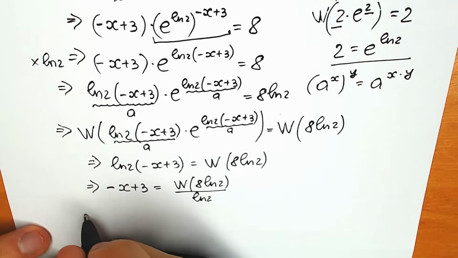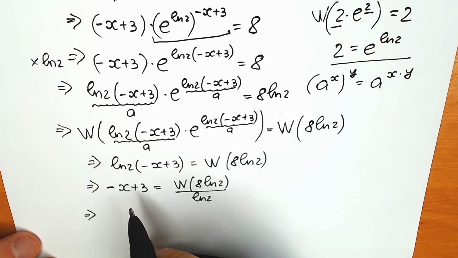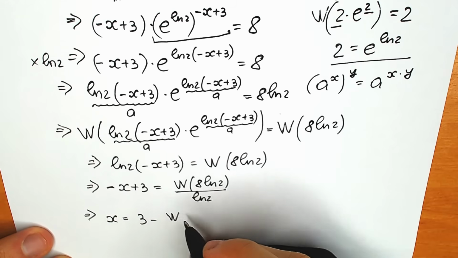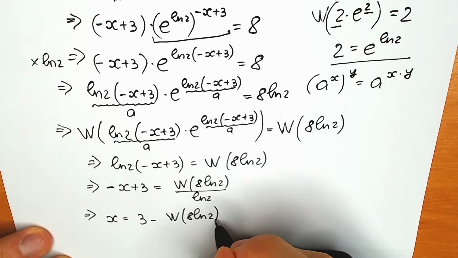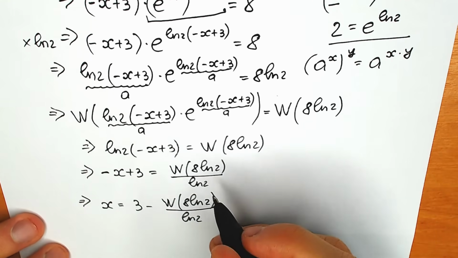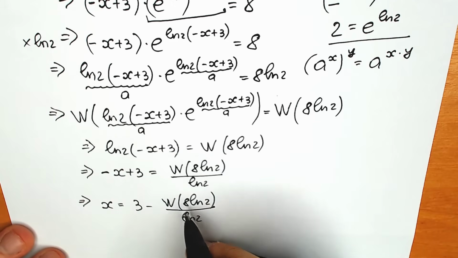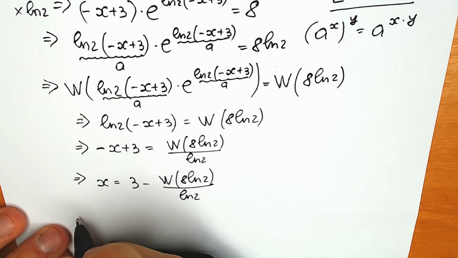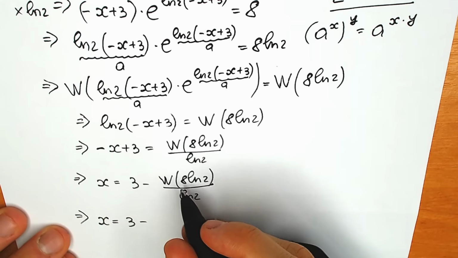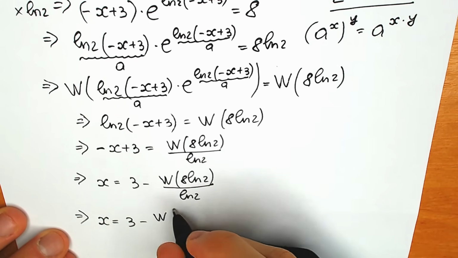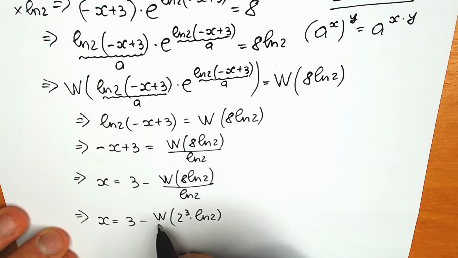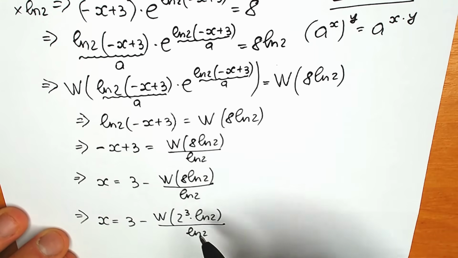Right now let's find our x. How can I do this? It's up to you. How can you express x from here? So x equal to 3 minus Lambert W function of 8 natural log 2 over natural log 2. Right now, a few thoughts about this Lambert W function, because we can simplify this a little bit. First of all, instead of this 8, I just want to write 2 cube. So we have x equal to 3 minus Lambert W function of 2 cube times natural log 2, all over natural log 2. I changed nothing, I just expressed this in a different way as 2 cube.